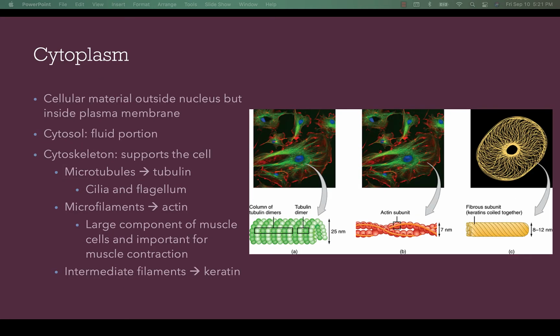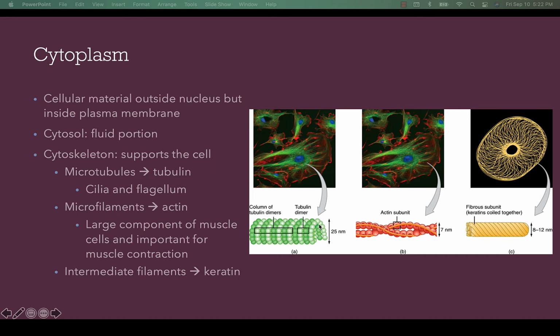So starting with the cytoplasm, we kind of dissected this a little bit at the beginning, but the cellular material that's outside the nucleus but inside the plasma membrane is known as the cytoplasm. Within that, the fluid portion is called the cytosol. There are cytoskeletal elements that we talked about before, and these help support the infrastructure of the cell. Think of them as the brick and mortar of the cell that help keep it together.